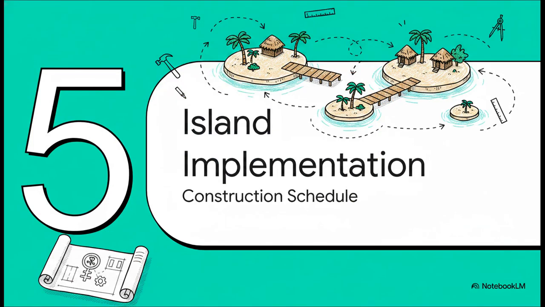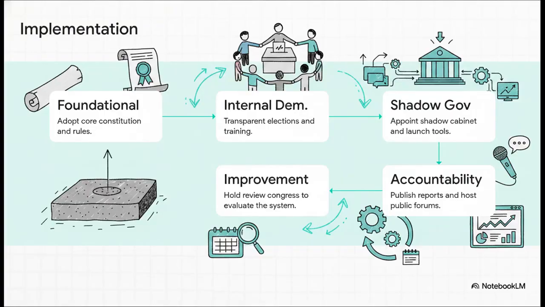Finally, Section 5, the Island Implementation Roadmap, the construction schedule. Now, all of these theories are great, but how do you actually build this Maldivian-style island model in reality? Well, the text provides a clear 5-phase schedule to construct this system. Phase 1 is foundational, drafting and adopting the core constitution and rules. Phase 2 focuses on internal democracy, training local units and holding transparent internal elections under those new rules.